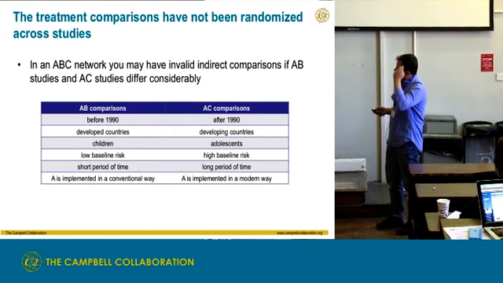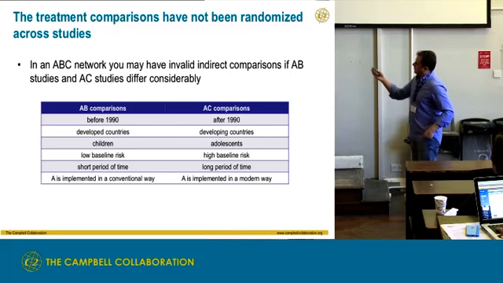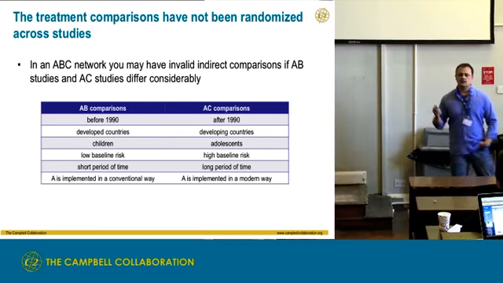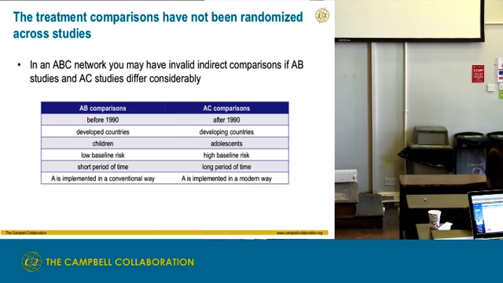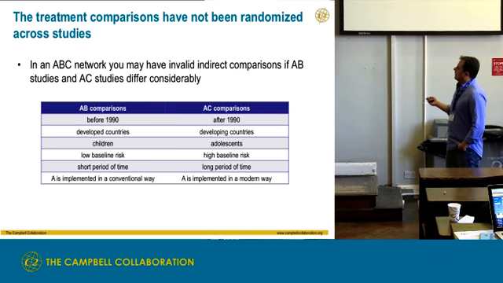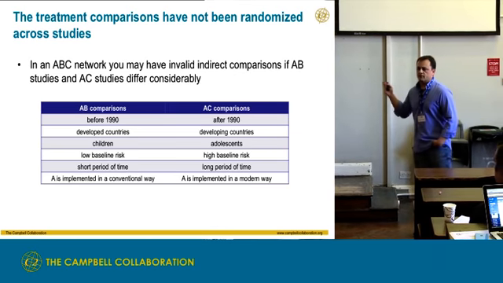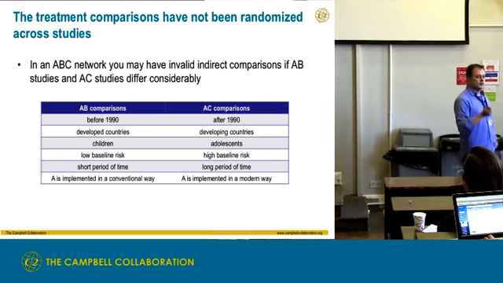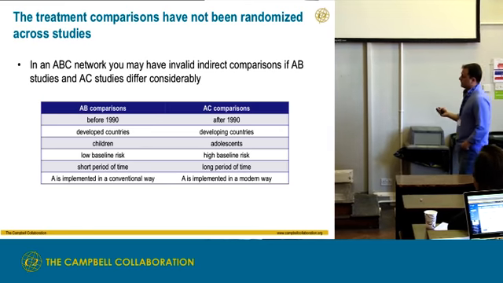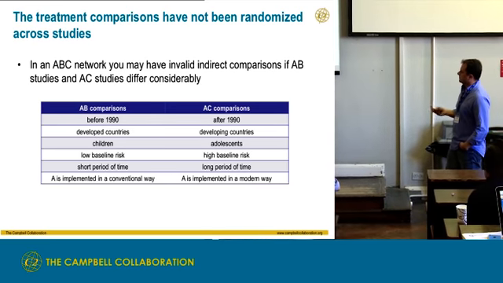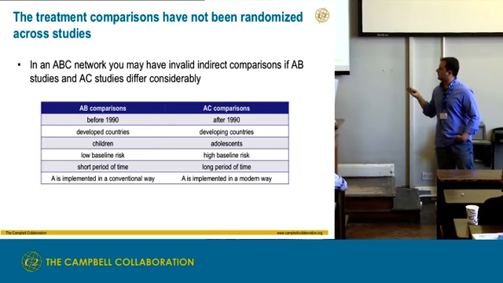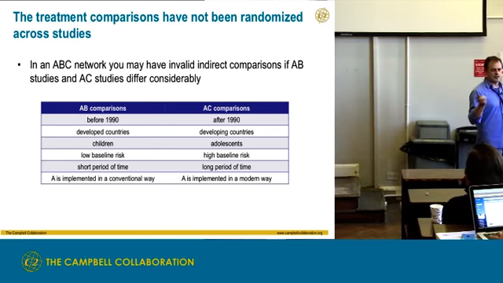I have some other examples here. I think the most common is publication date. When you have old studies and new studies, the indirect estimates may not hold. Some treatments are very effective in developed or in developing countries, and not in developing or the opposite. Also, the baseline risk: some treatments are very effective in populations that are at high risk.